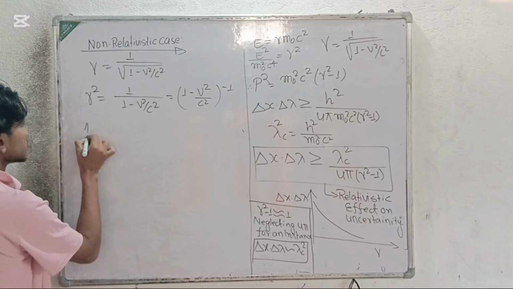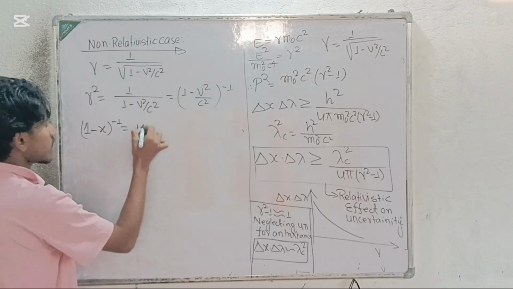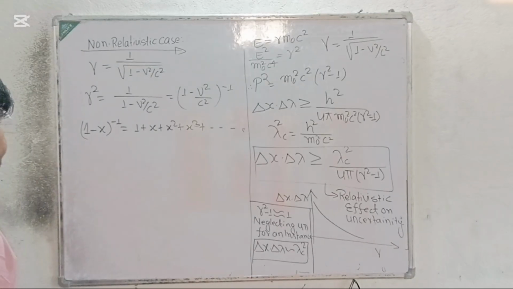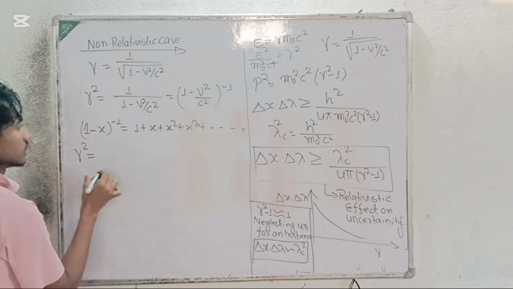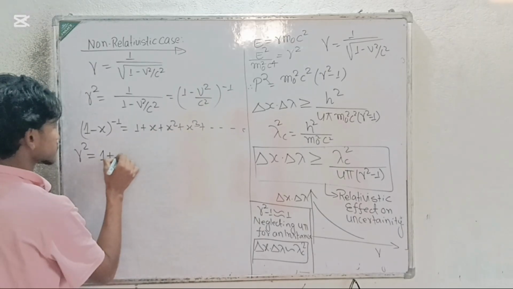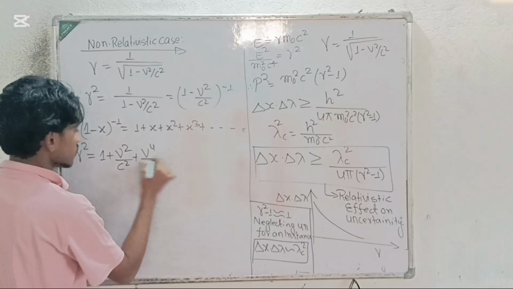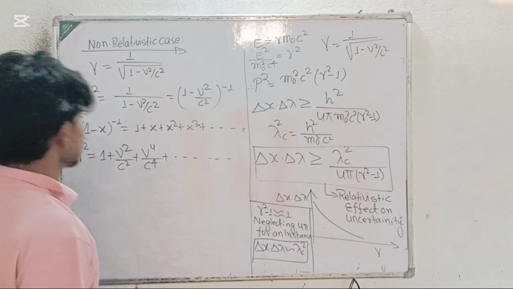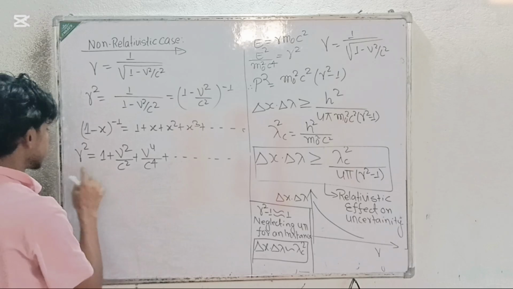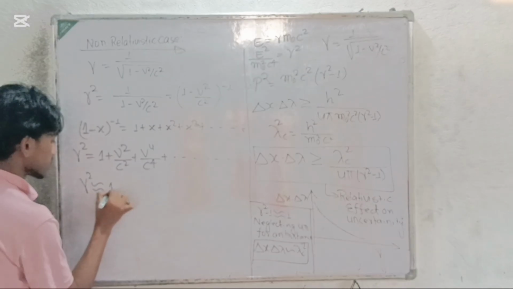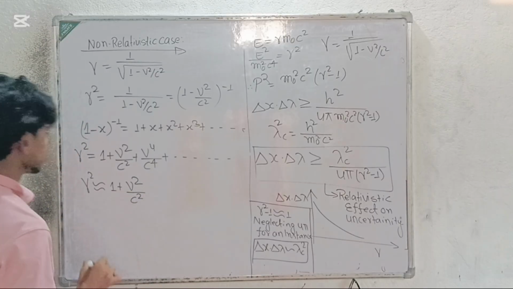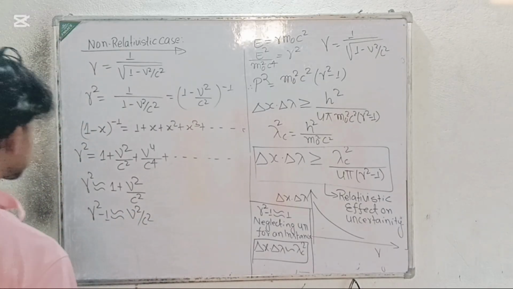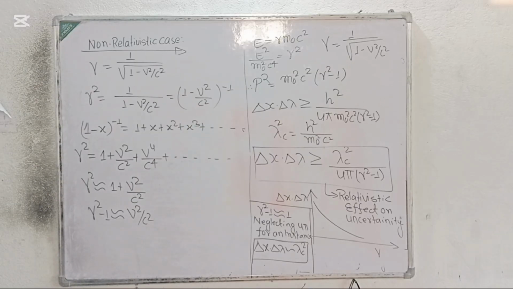So you can approximate like this: 1 minus x raised to the power negative 1 is 1 plus x plus x squared plus x cubed, and so on. In terms of x we have v squared over c squared, so gamma squared is 1 plus v squared over c squared plus v to the fourth over c to the fourth, and so on. Since we are dealing with a non-relativistic effect, a very low speed, we can neglect these higher terms and take gamma squared approximately as 1 plus v squared over c squared. So gamma squared minus 1 is approximately equal to v squared over c squared.